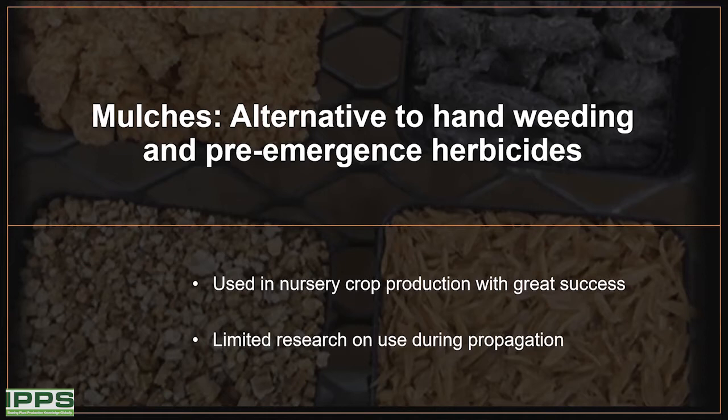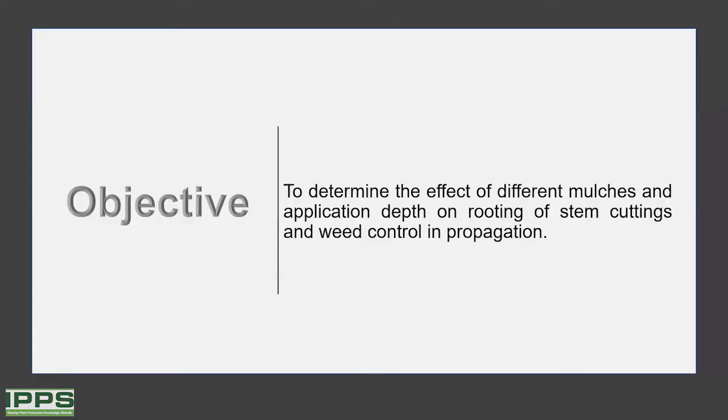Mulches are being widely used in nursery crop production for controlling weeds with great success, but there is very limited research on their use during propagation. Hence, a study was initiated with an objective to determine the effect of different mulches and application depth on rooting of stem cuttings and weed control in propagation.